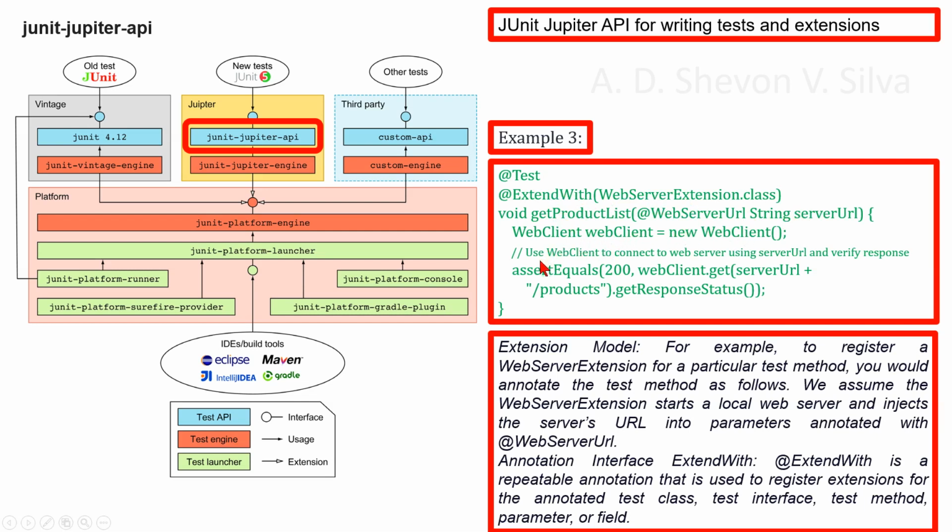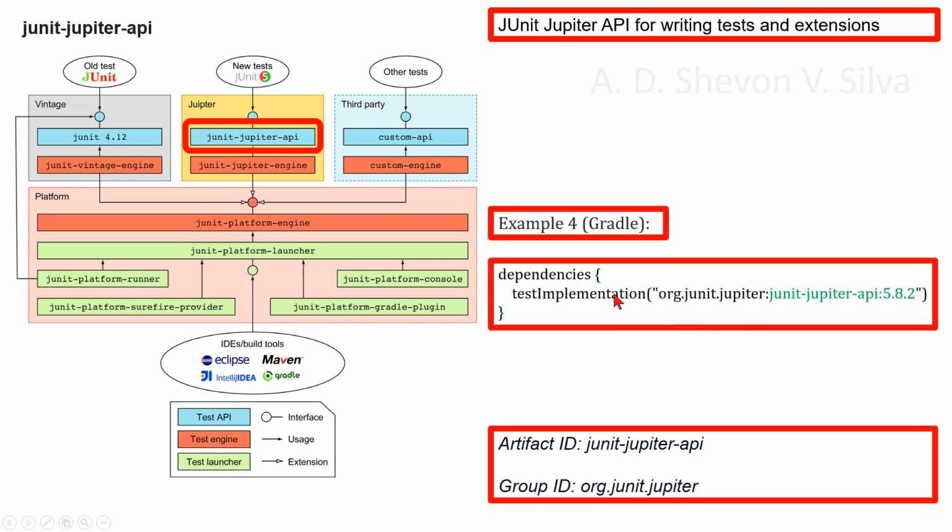Here you can use a web client to connect to the web server and verify the response. Here assert equals asserts that expected and actual are equal. This is expected and this is actual. As an example 4, we can consider this Gradle example.